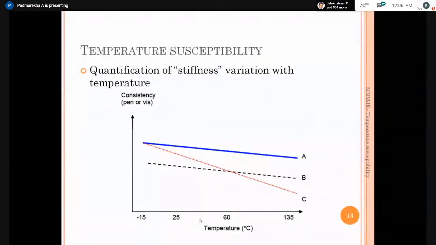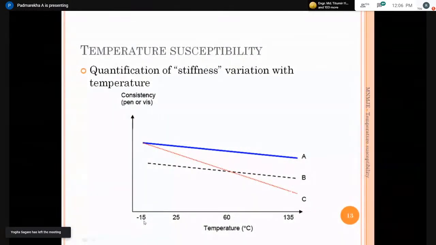Now what will happen if the temperature varies from high to low? That variation in the property of a bitumen, here I have mentioned stiffness just for your imagination, but you can think of any property, with respect to temperature is what we call the temperature susceptibility characteristic of the bitumen. In this figure, you can see four different temperatures marked: 135 degrees Celsius, a high temperature, during mixing and compaction; 60 degrees for rutting characteristics; 25 degrees Celsius for fatigue cracking; minus 15 degrees Celsius.